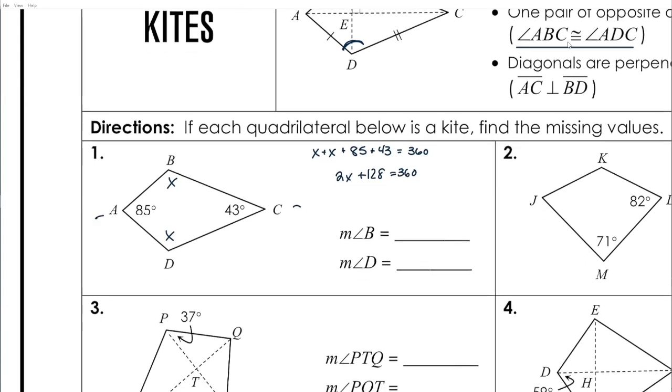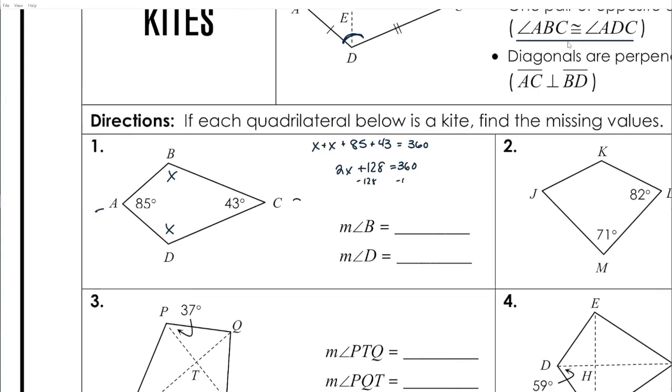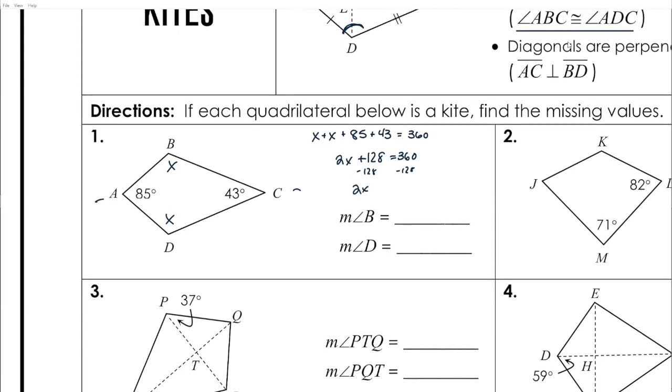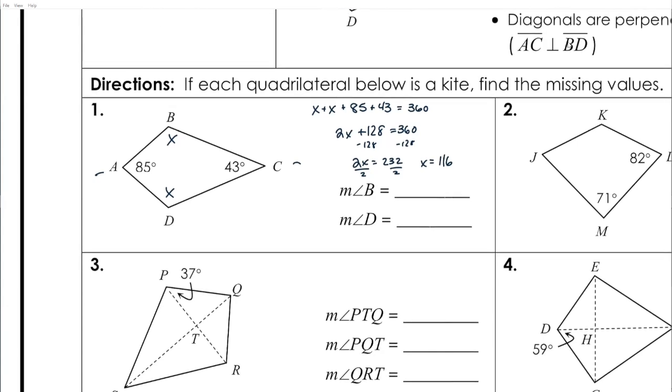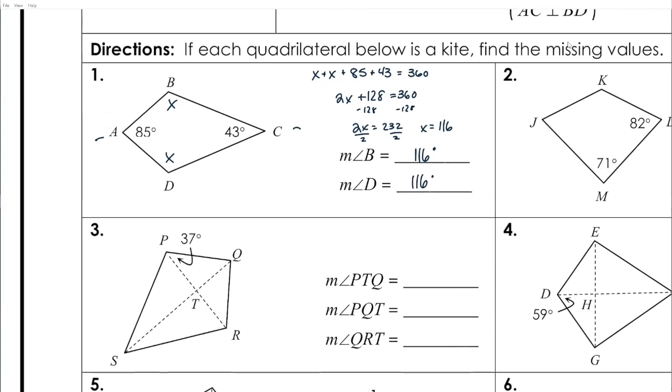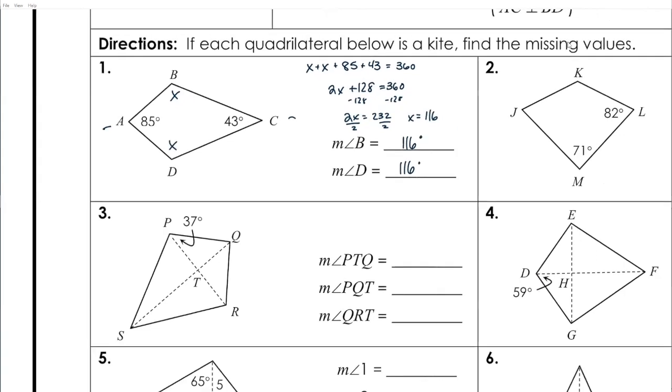We're going to subtract 128 from both sides. So 360 minus 128 is 232. And then divide both sides by 2. So x is 116, which is what the answer key says. So we must have done something right. And because they're congruent, we know that each angle is going to be 116.